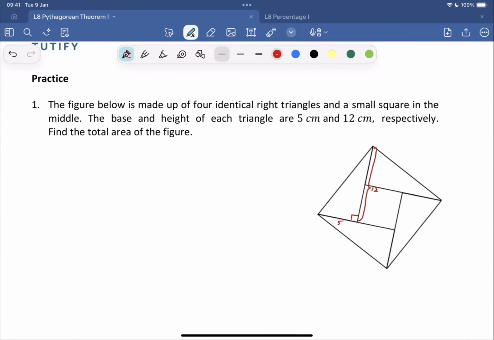Come, I'm only going to give you 1 minute. You need to tell me what's the area of the entire figure, the total area of this entire figure. 1 minute. Use your Pythagorean triple. Your time starts now.